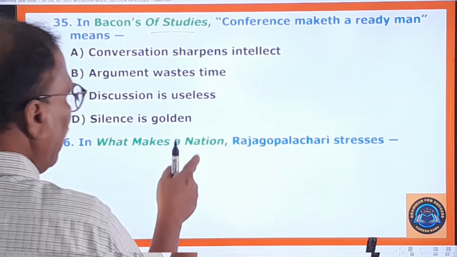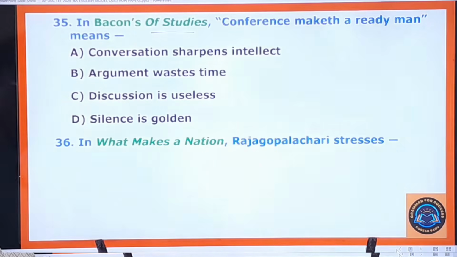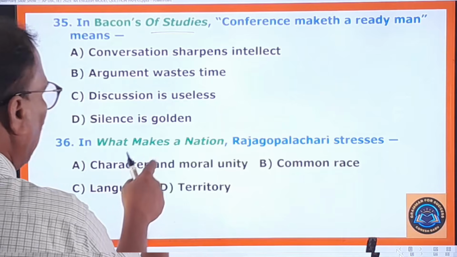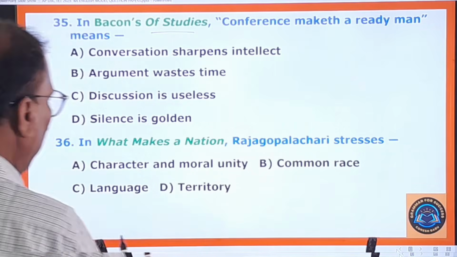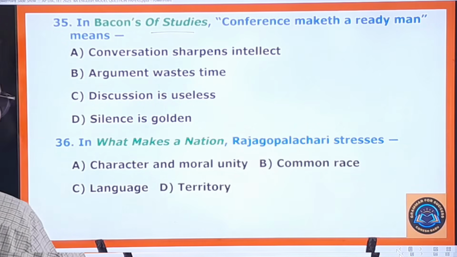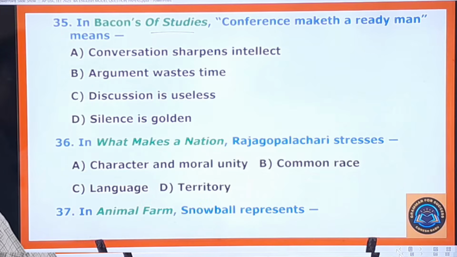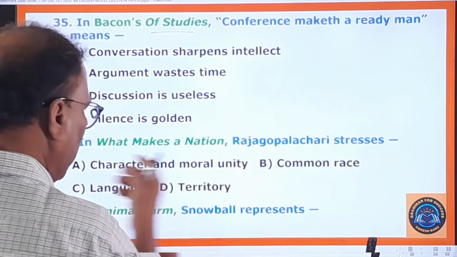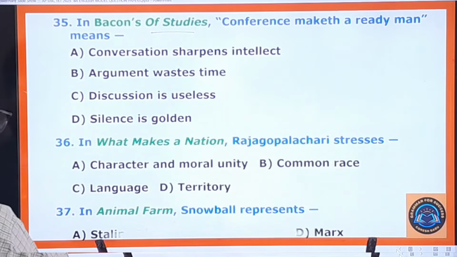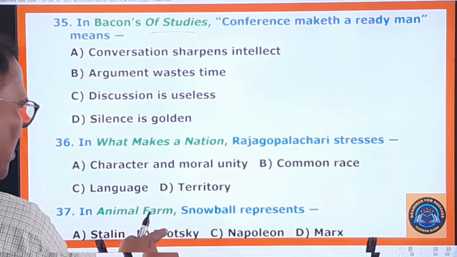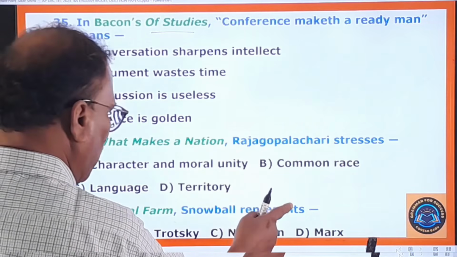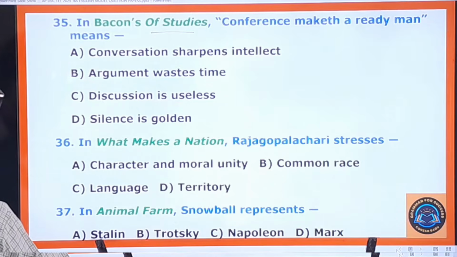And you go to the 36th question. In "What Makes a Nation?" Rajagopalachari stresses what? Character and moral unity, common race, language, and territory. And you go to the 37th question. In "Animal Farm," Snowball represents whom? Whom does he represent? Stalin or Trotsky or Napoleon or Marx? So you please choose the correct one.